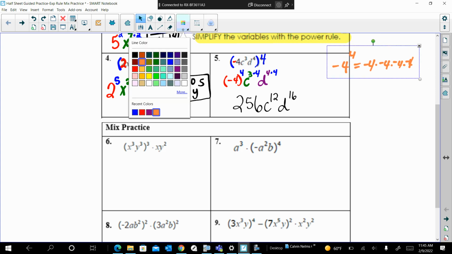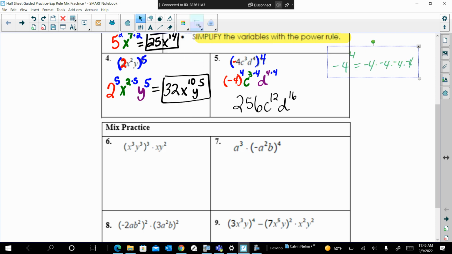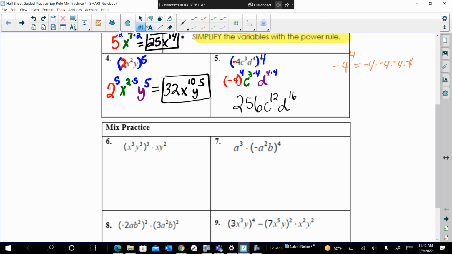Think about it like this. What happens when you do a negative times a negative? It becomes a positive. So right here, this becomes a positive 16. Then I'm multiplying it by a negative 4 and times a negative 4. So when I do a positive 16 times a negative 4, that gives negative 64. Then I'm multiplying it by another negative 4. So because I have a negative times a negative, that becomes a positive 256.